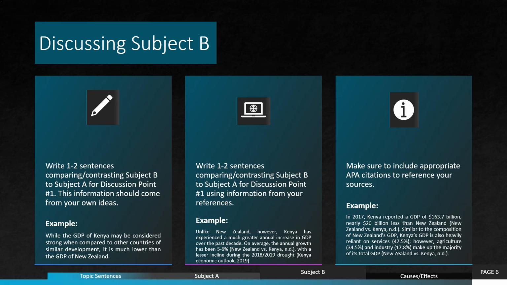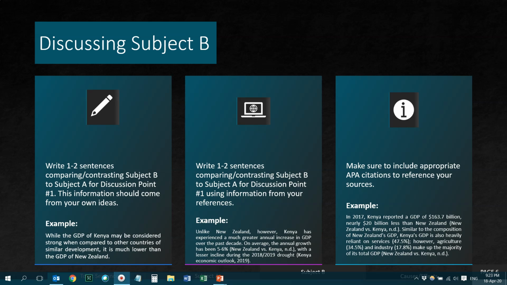Finally, you want to make sure to include appropriate APA citations to reference your sources. In 2017, Kenya reported a GDP of $163.7 billion, nearly $20 billion less than New Zealand. And then we have a source. If you look at the second example, you'll see that the first sentence does not have a citation, and that's because it's a paraphrased statement. Since there's not any specific data, numbers, or percentages included in the sentence, we don't need to cite the source immediately after that sentence. The source is cited after the second sentence.